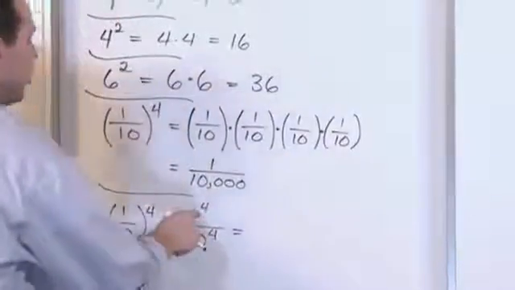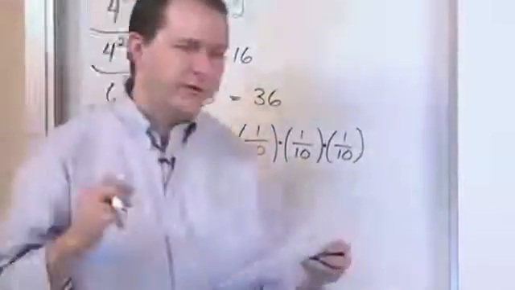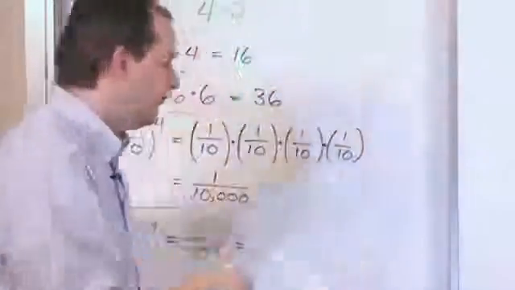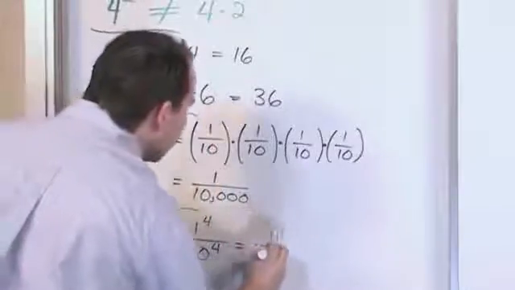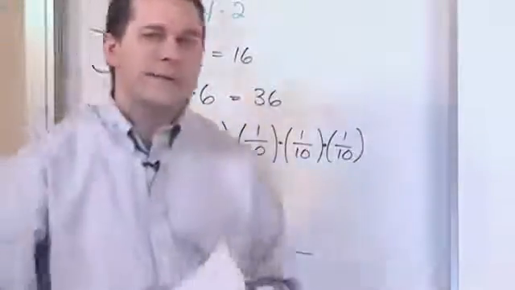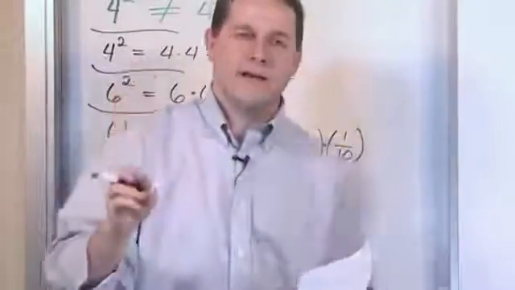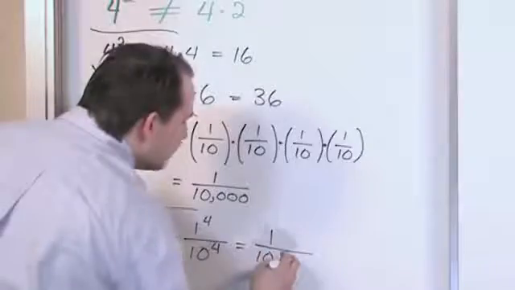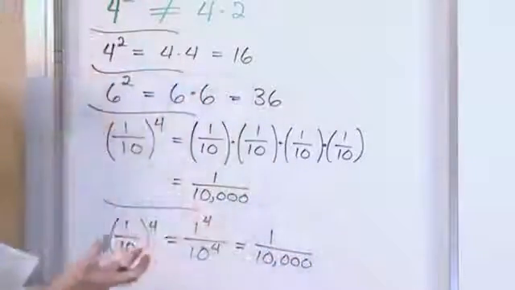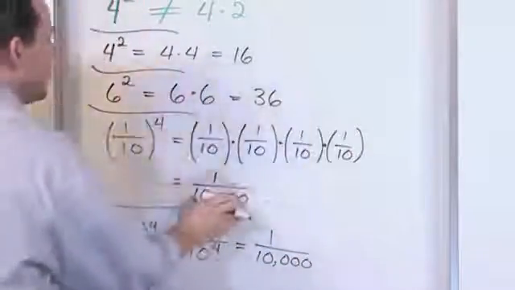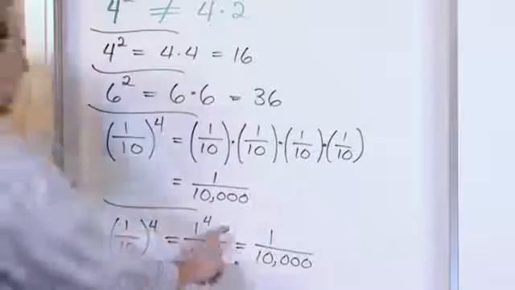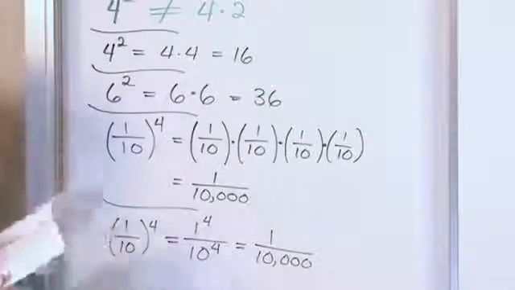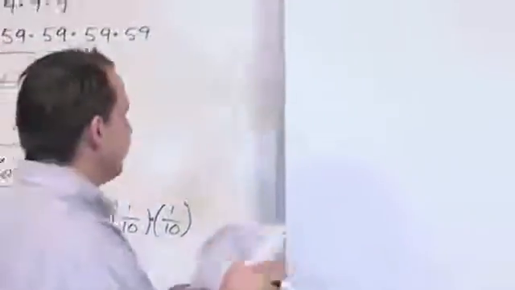To make sure you understand that, what is 1 raised to the 4th power? Think about it. That's 1 times 1 times 1 times 1, which is 1. So that would be a 1 on the top. What is 10 raised to the 4th power? That would be 10 times 10 times 10 times 10. We've already done that, and we figured out that it was 10,000. So we get the same answer either way. If you break it up like this, you get this answer. If you apply the exponent to the top and the bottom, you get exactly the same answer. They're both equivalent.